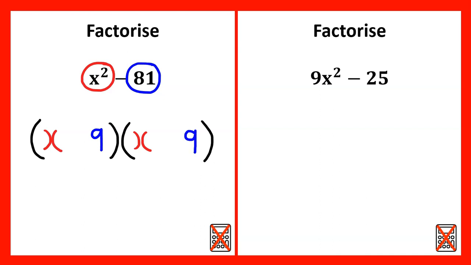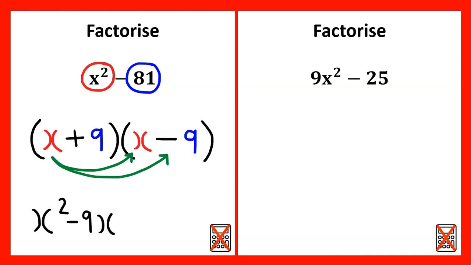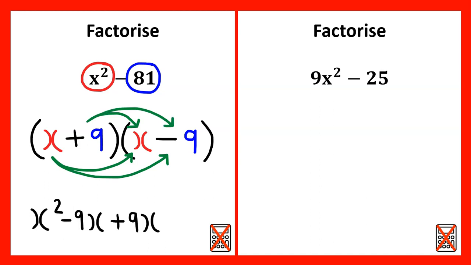You can see that the terms in each of the brackets are the same, apart from one we have a plus and one we have a minus. X multiplied by x gives us x squared. X multiplied by negative 9 is negative 9x. 9 multiplied by x is plus 9x. And 9 multiplied by negative 9 is negative 81.